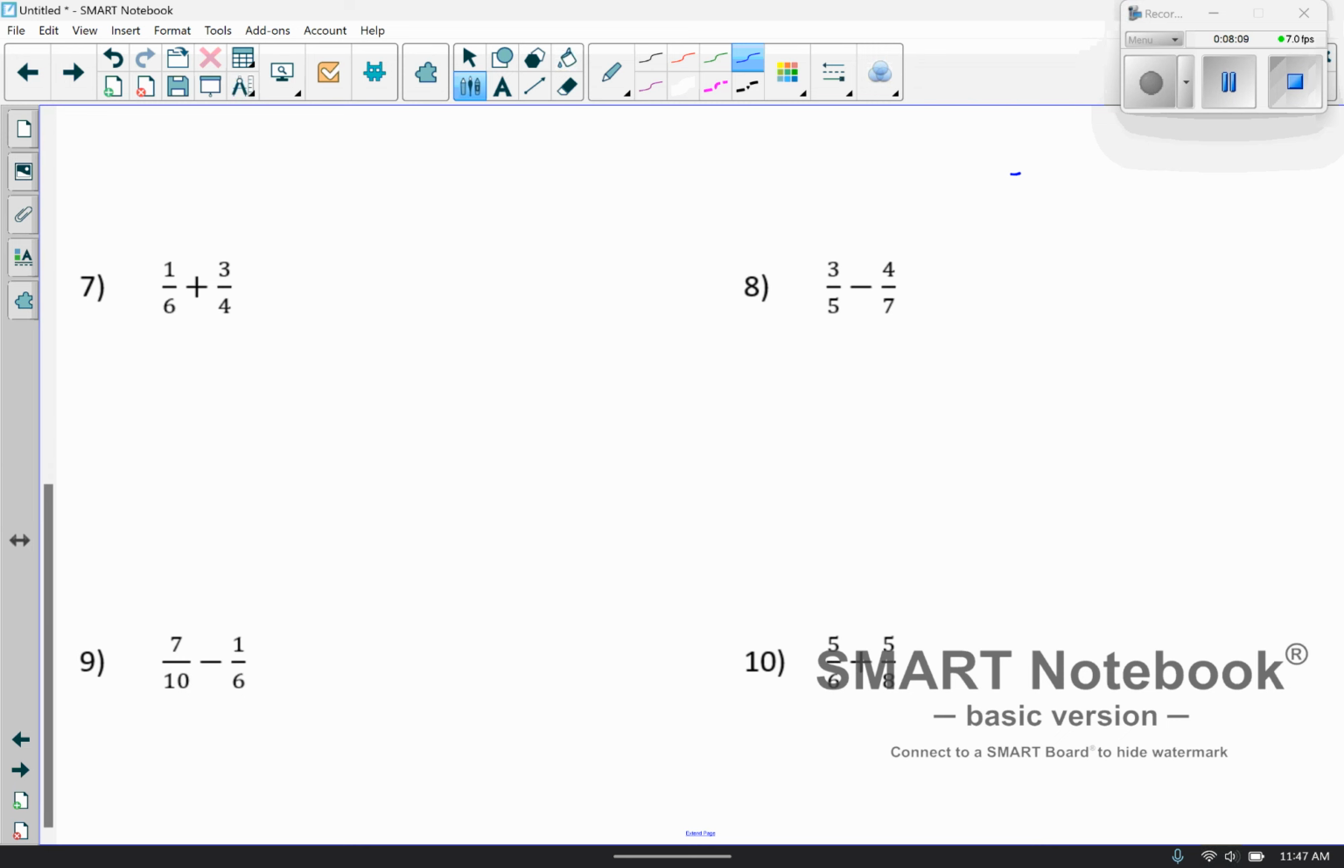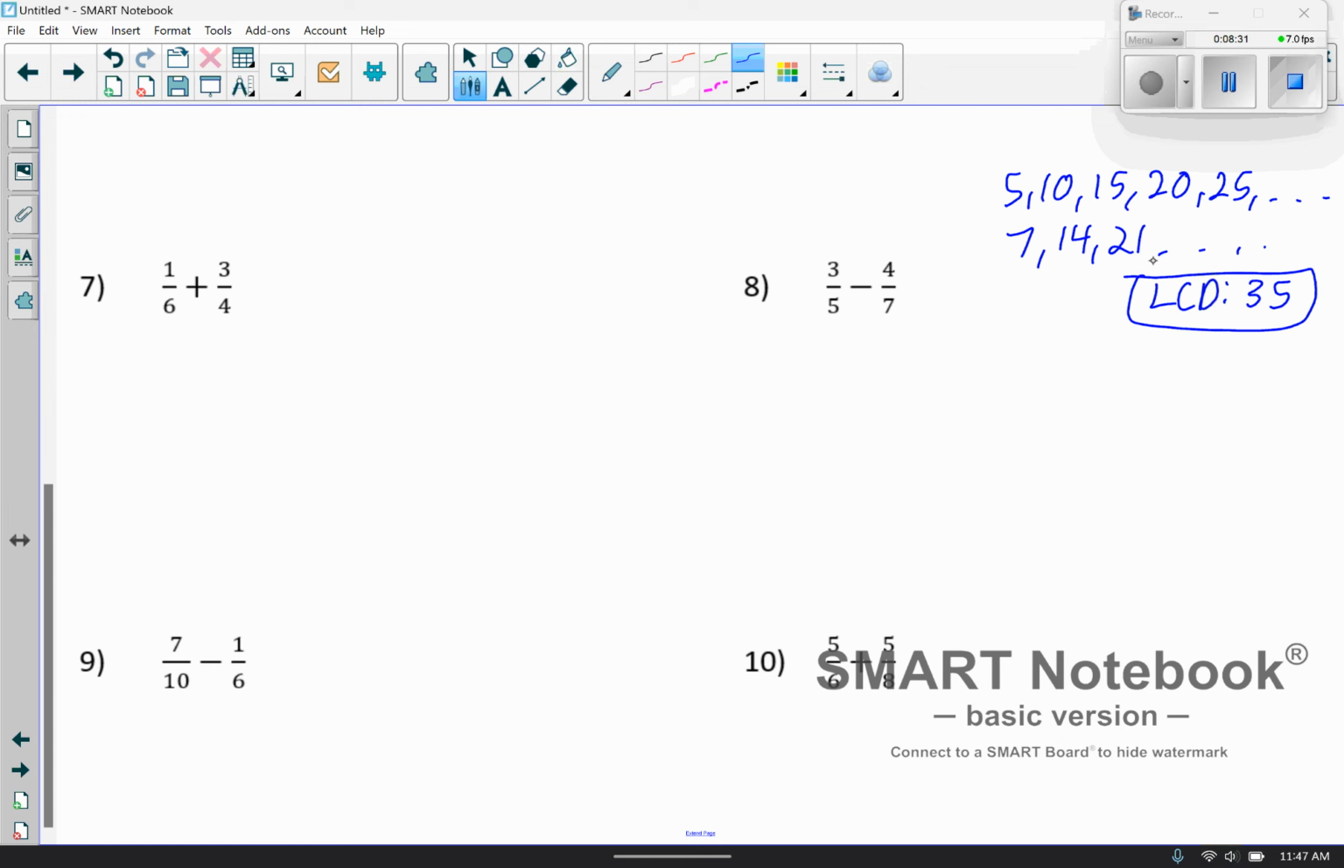So once again, if you really wanted to, you could do 5, 10, 15, 20, 25, and so on. And same thing with the 7: 7, 14, 21. In this case, it looks like it's going to be the product of the two denominators, which is going to be 35. So my least common denominator in this case is going to be 35. So in order to get to 35, I'm going to have to multiply the first one by 7 over 7. And that will give me 21 over 35.